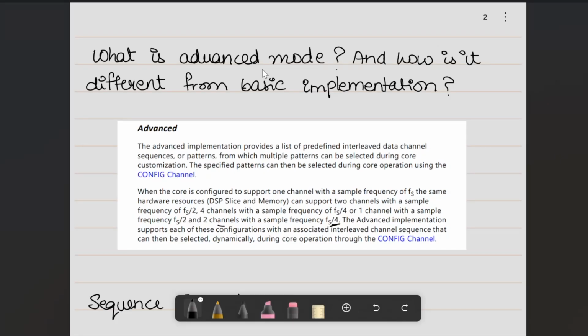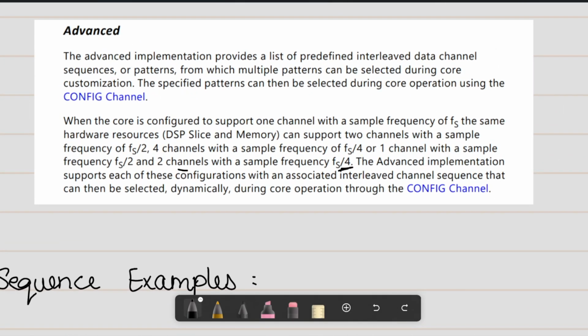Natural question to ask would be, what is an advanced mode and how is it different from a basic implementation? Well, according to the FIR product guide version 7.2, it is defined as the list of predefined interleaved data channels or sequences or patterns from which multiple patterns can be selected during core customizations. This might temporarily go through your head or above your head, but let us look at the further information given to help understand the previous definition better.